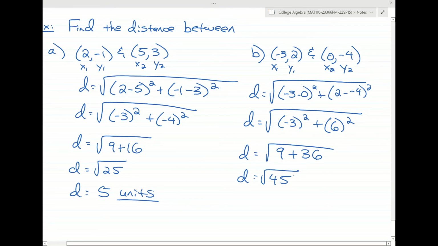I talked about how to reduce this. If you want, use a prime factorization tree: 9 times 5, and 9 is 3 times 3. Or this is just the square root of 9 times the square root of 5. Either way you do it, you wind up with 3 root 5 units.